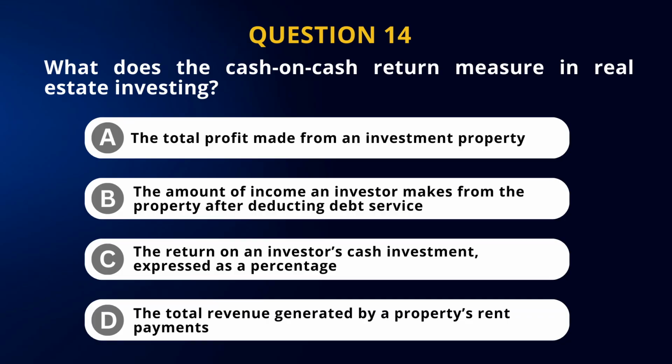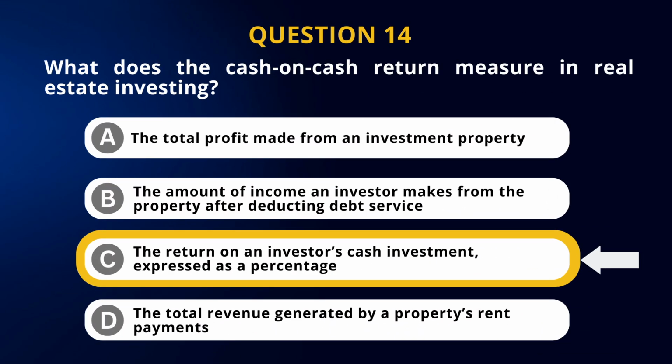Question number 14. What does the cash-on-cash return measure in real estate investing? Letter A, the total profit made from an investment property. Letter B, the amount of income an investor makes from the property after deducting debt service. Letter C, the return on an investor's cash investment expressed as a percentage. Letter D, the total revenue generated by a property's rent payments. And the answer? Letter C, the return on an investor's cash investment expressed as a percentage.